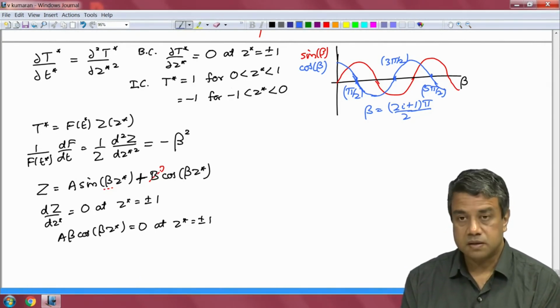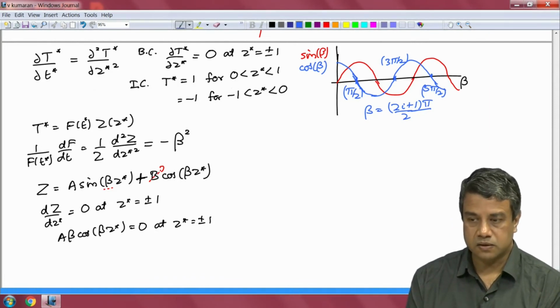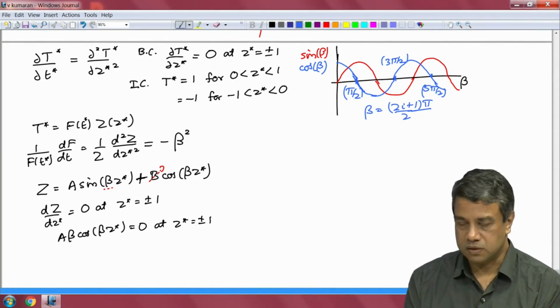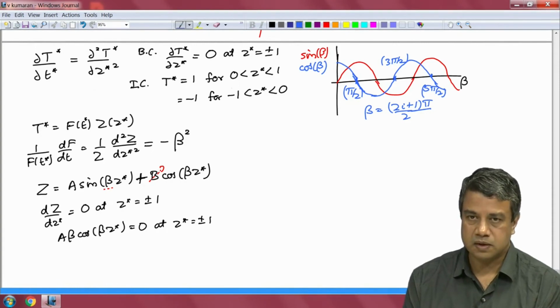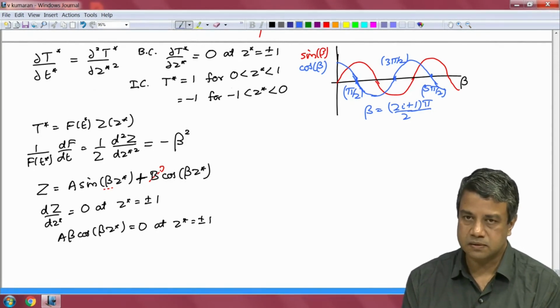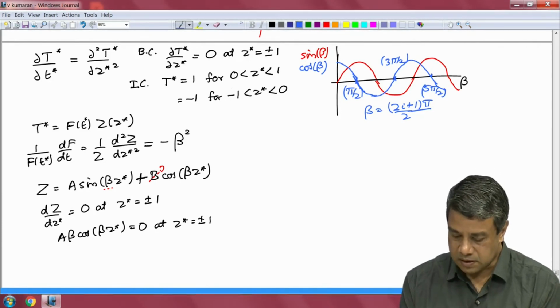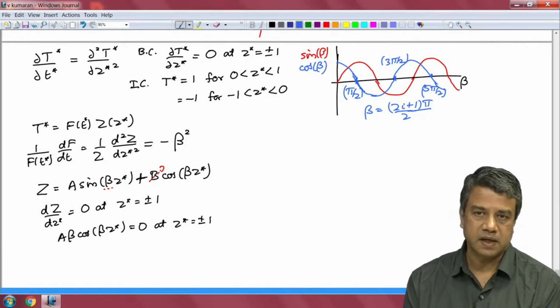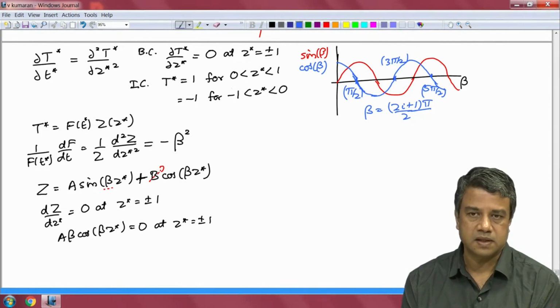So, for these values of beta, the slope is 0 at both z is equal to 1 and z is equal to minus 1, because cos of minus beta is the same as cos of beta. It is an even function.